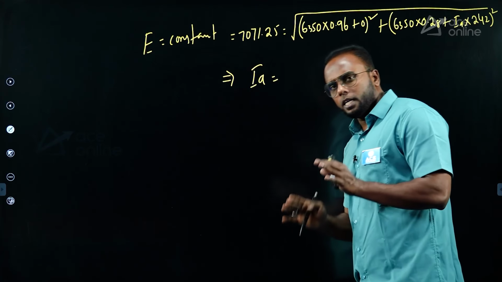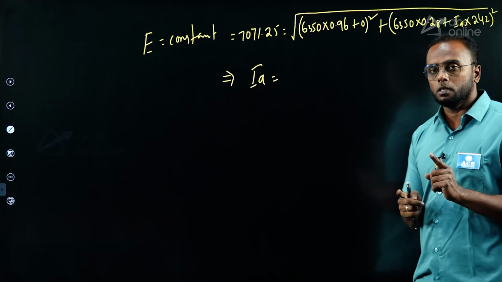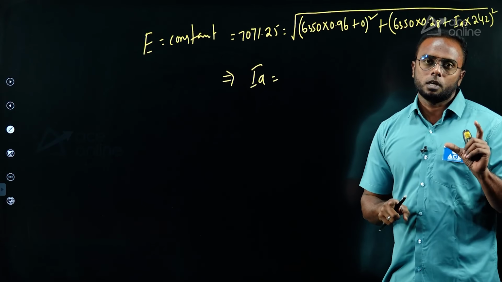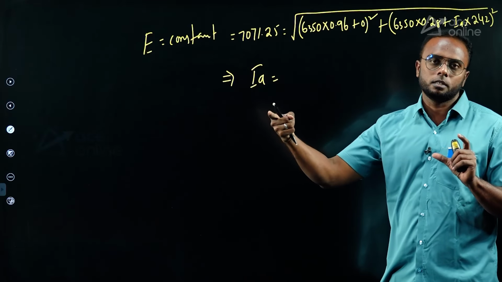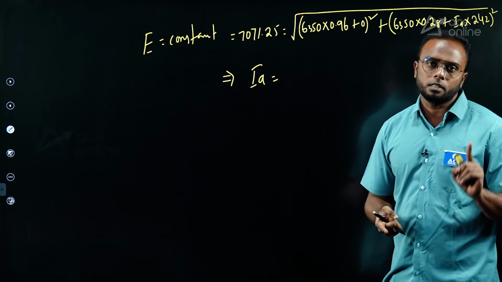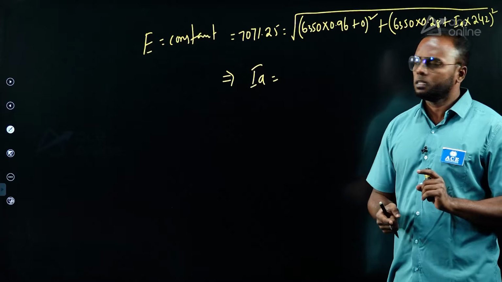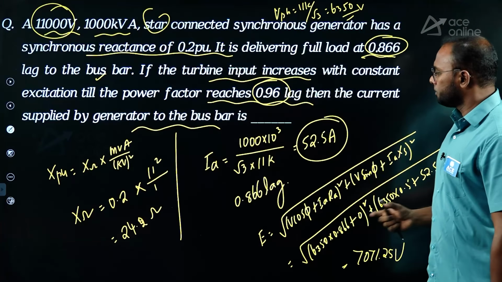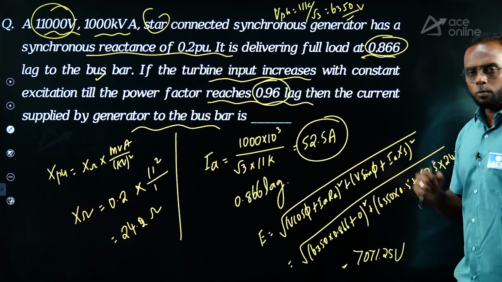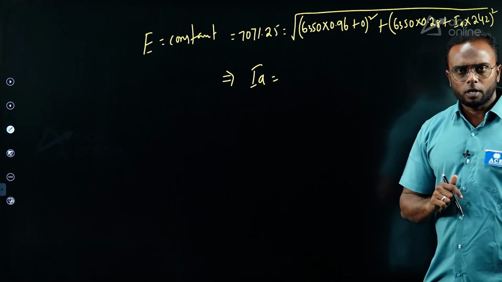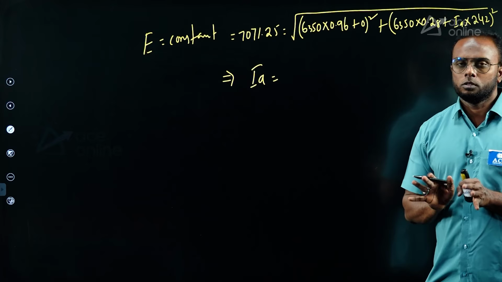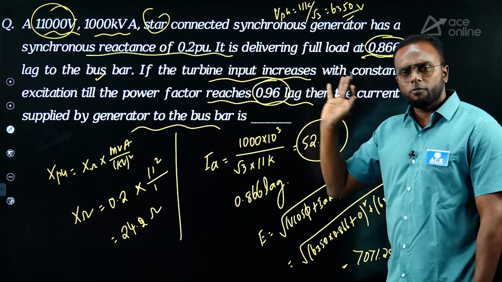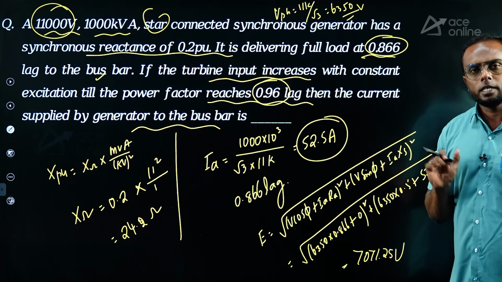So current definitely increases here. Whenever keeping excitation constant, if you increase steam input or if you increase load on alternator, in any case, current definitely increases. How to cross check? Even if you got some value here, previous current was 52.5. Suppose you got some 46.5 here. Is it correct then? No, you should cross check again, because whenever steam input increases, current should definitely increase. Then only it is correct.